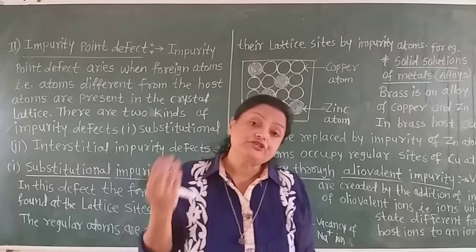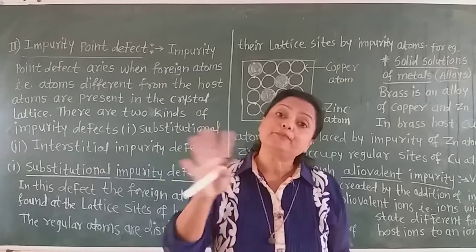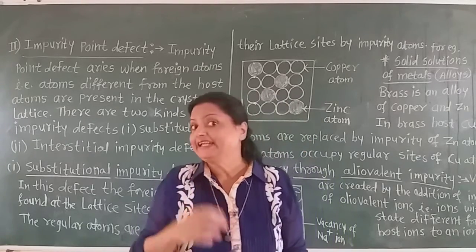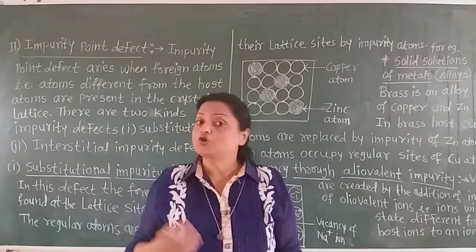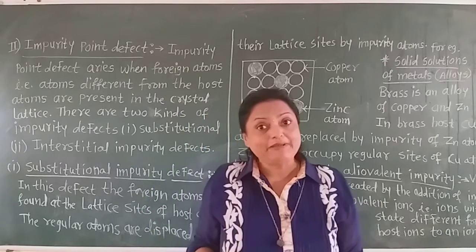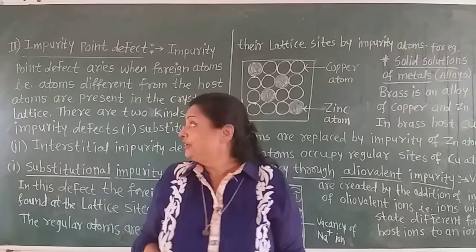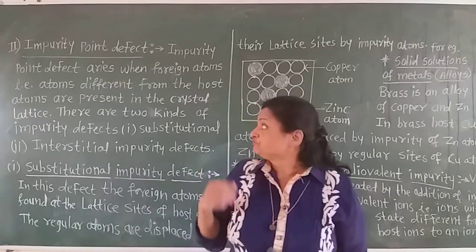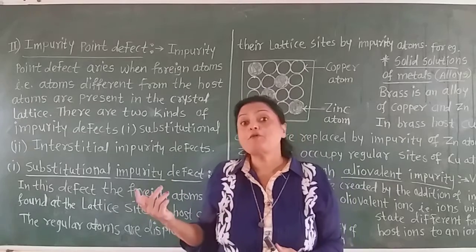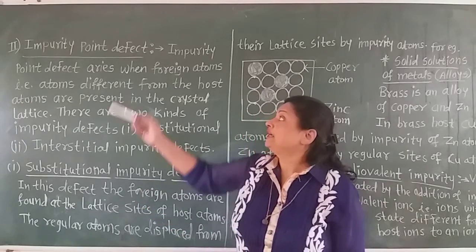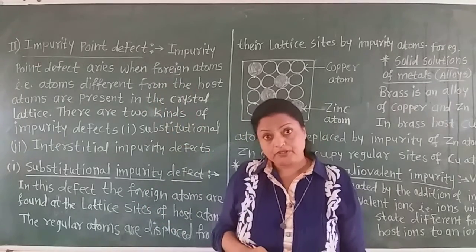And in the stoichiometric point defect, there are four types of defects we already learned: the Schottky defect, Frenkel defect, self-interstitial defect and vacancy defect. Now let us learn the second main type of point defect, that is the impurity point defect.